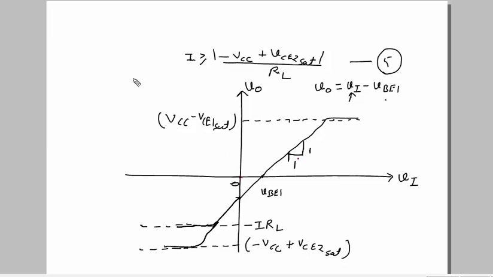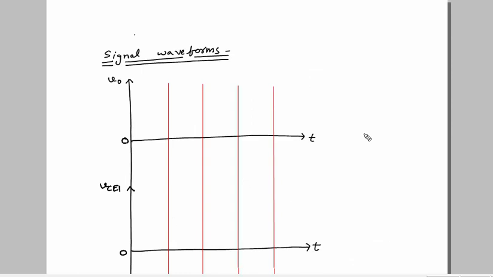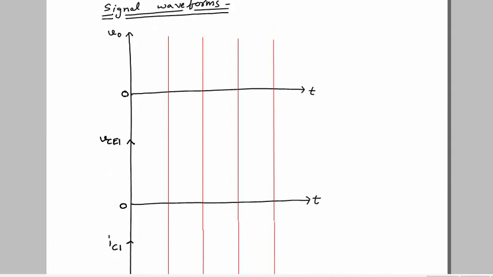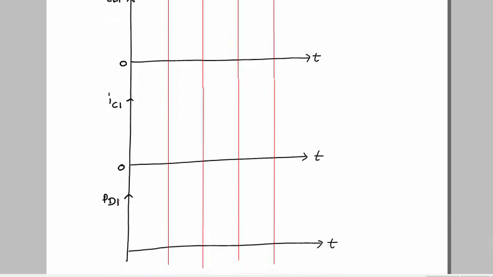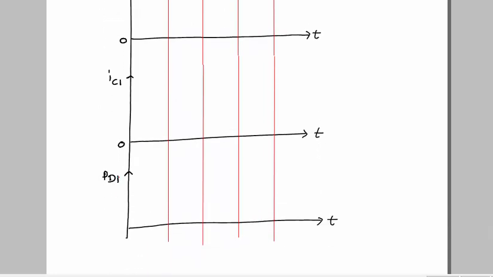So this is the transfer curve, output versus input voltage. This was the topic, transfer characteristics. We have seen all these equations and the transfer curve. Now based on this, let us draw the signal waveforms. For the signal waveforms, I have taken the waveforms for V naught, then we will draw the waveform for VCE1, then waveform for IC1, and finally the power dissipation in Q1.